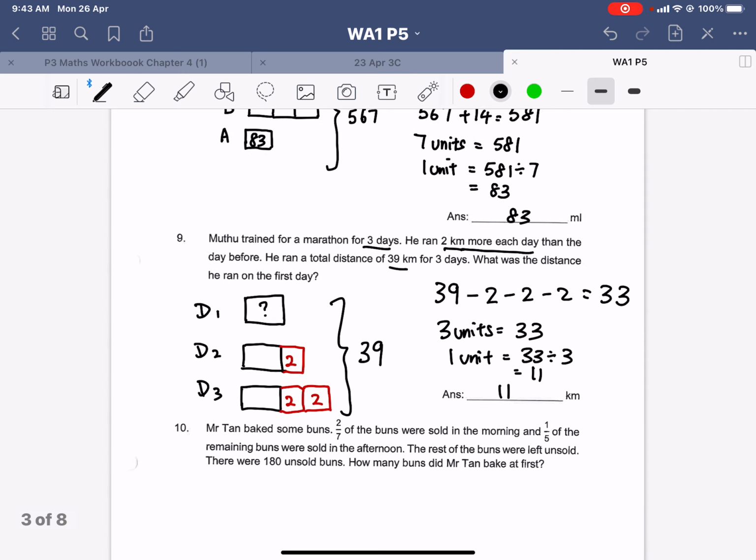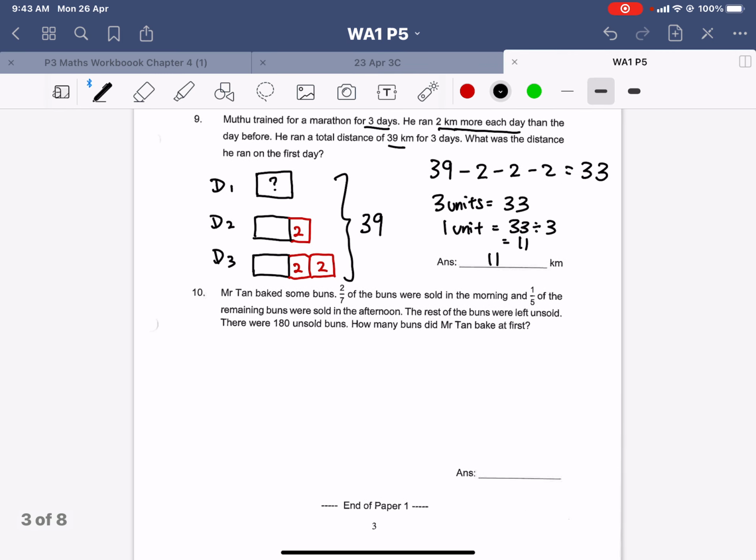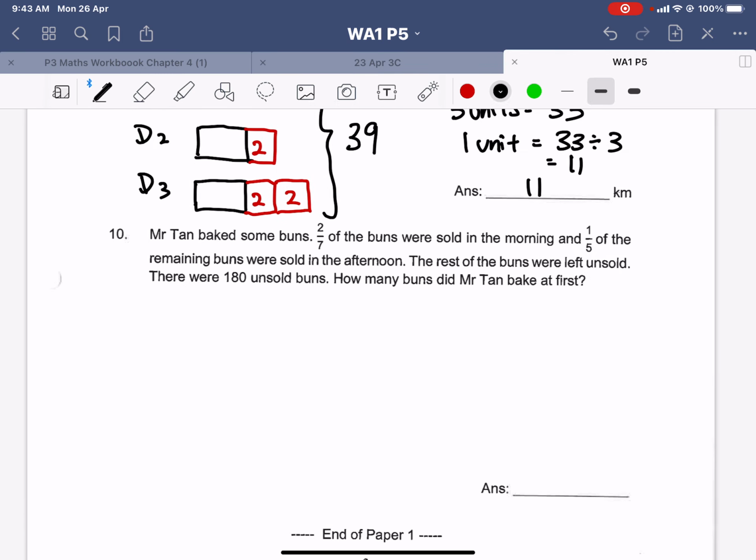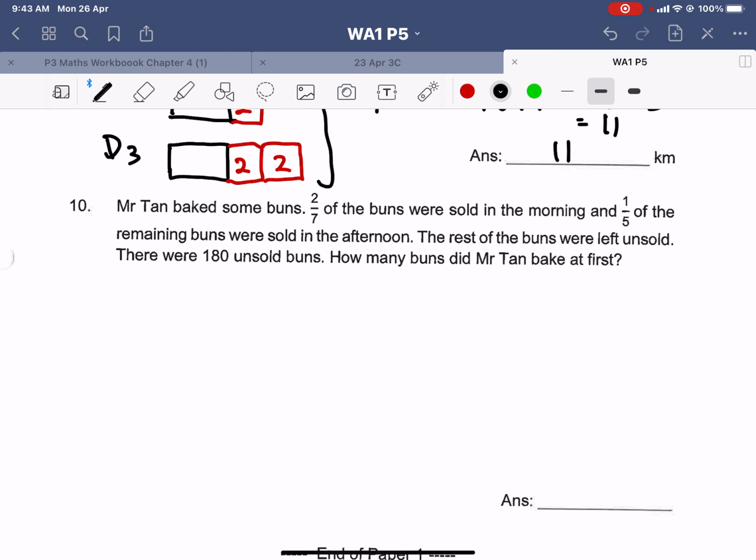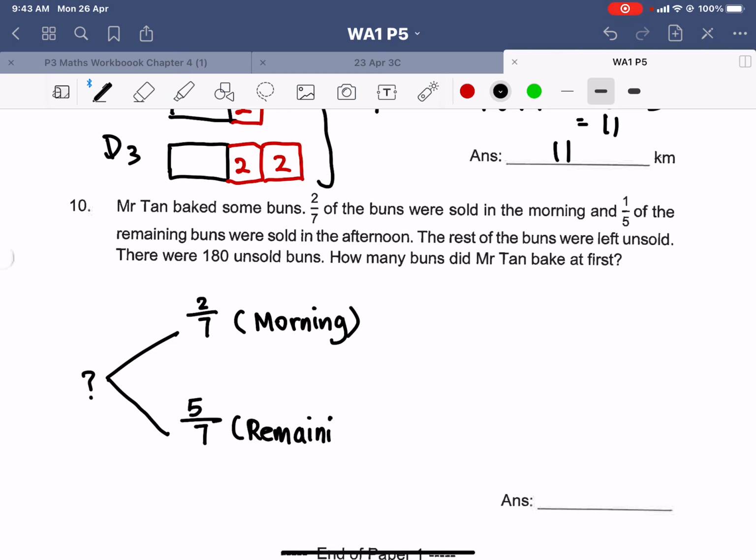Okay, question 10, my favorite, because it's about branching. So the branches is going to work this way. Mr. Tan baked some buns, but obviously you don't know how many buns that is. 2/7 of the buns were sold in the morning. So we are going to have 2/7 of the buns, and we're going to call it morning because it's being sold in the morning, right? Now, if you sell 2 parts, which will mean that 5 parts is the remaining, right? Because if you sell 2 parts, the total part is 7. 7 minus 2 is 5.